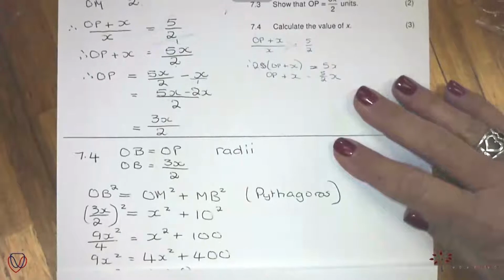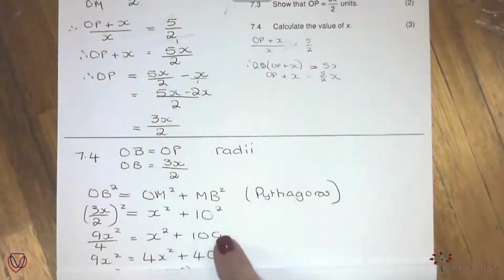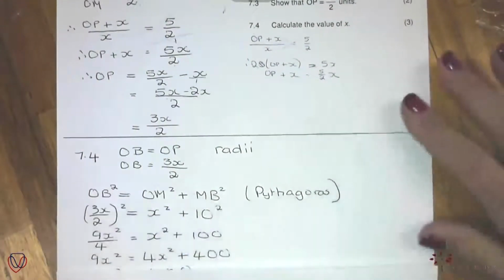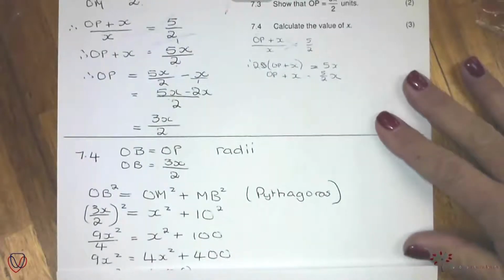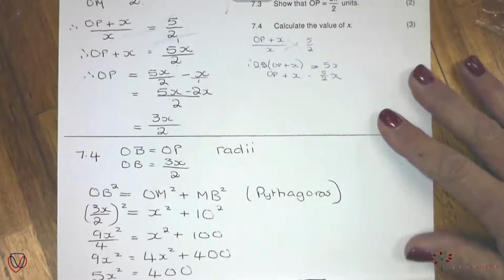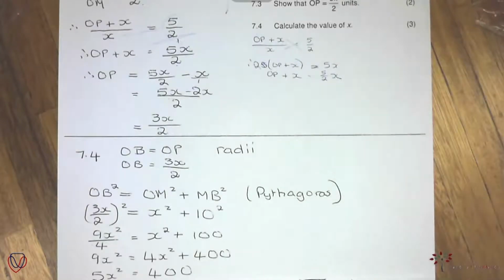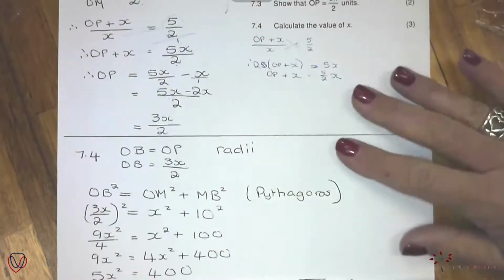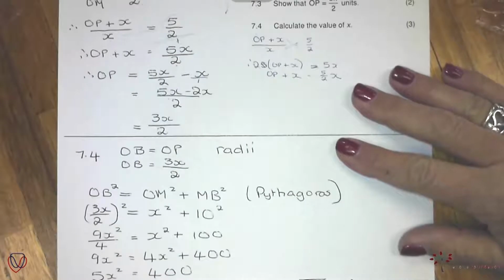There you are. That's x squared, that's 100. That is 9 over 4. Right, now I want x on the same side. So I'm going to go there. I take my 4 to the left-hand side. It becomes a negative. 5x squared is 400. Get rid of the 5.